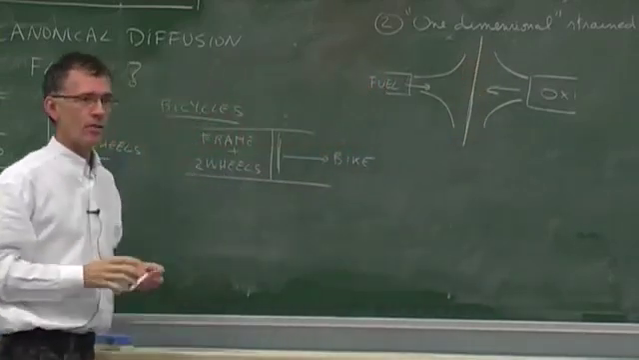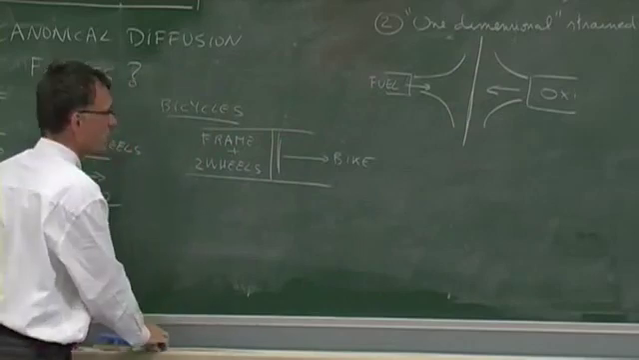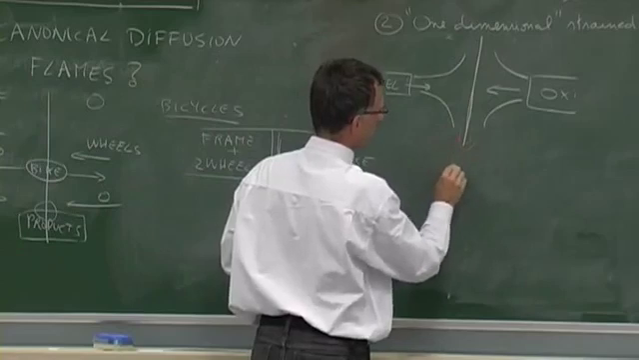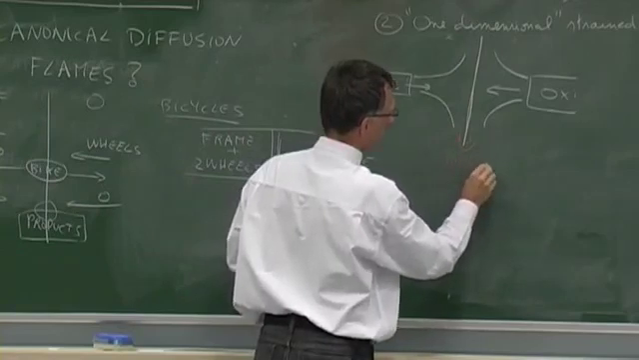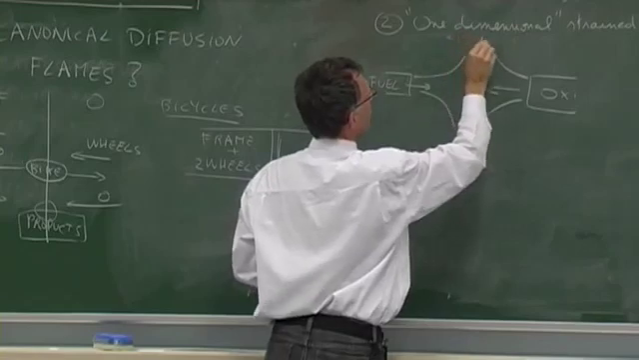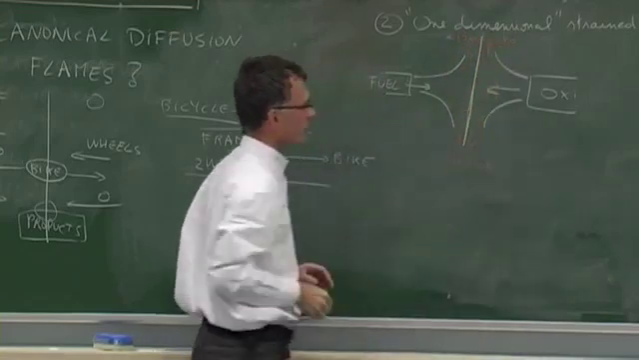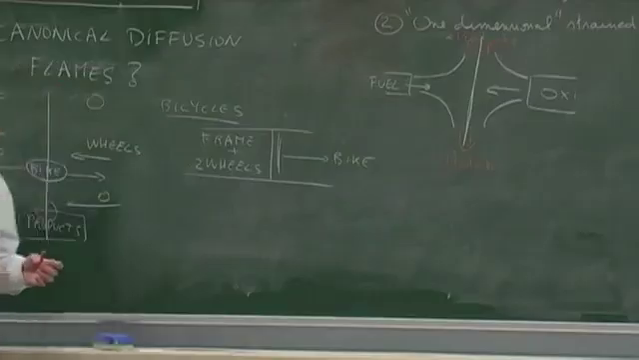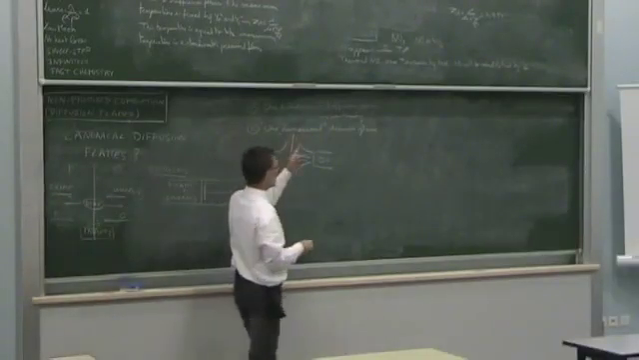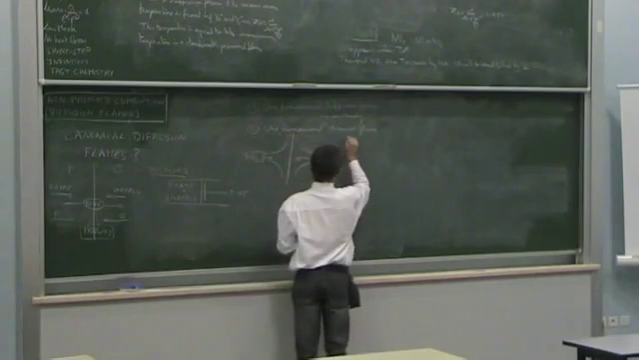Now the nice thing about this situation is that if you do that, the products will be able to leave that way. And this way. And in this case, if you strain the flame, you will be able to have a one-dimensional strained flame which is steady.